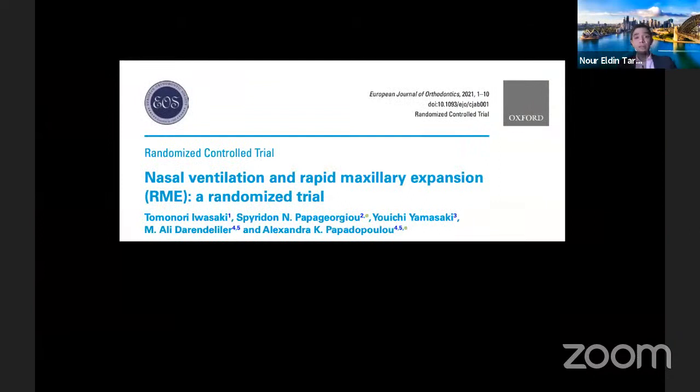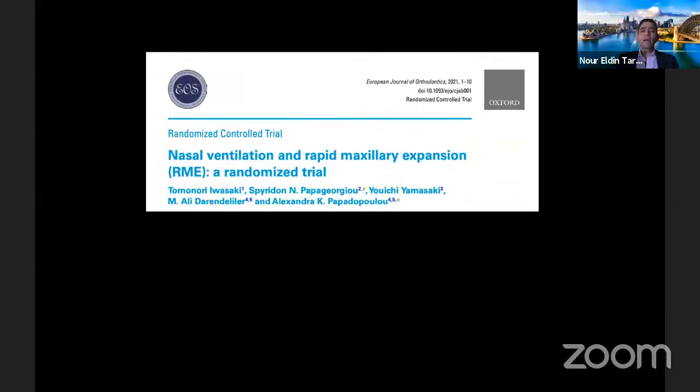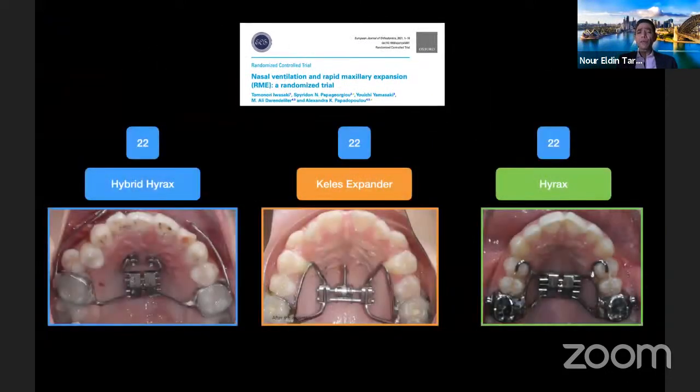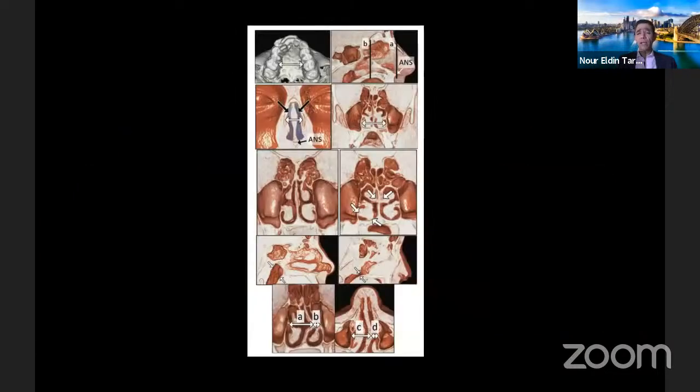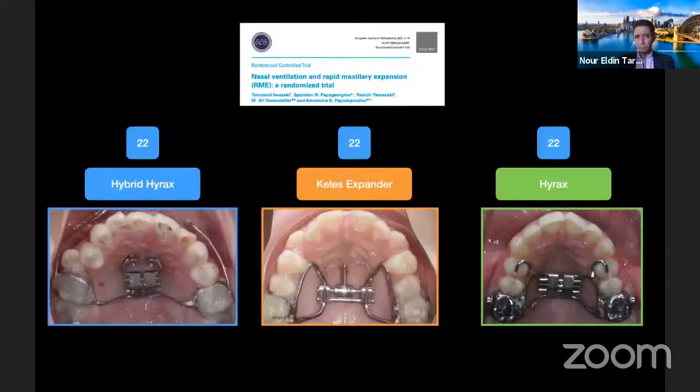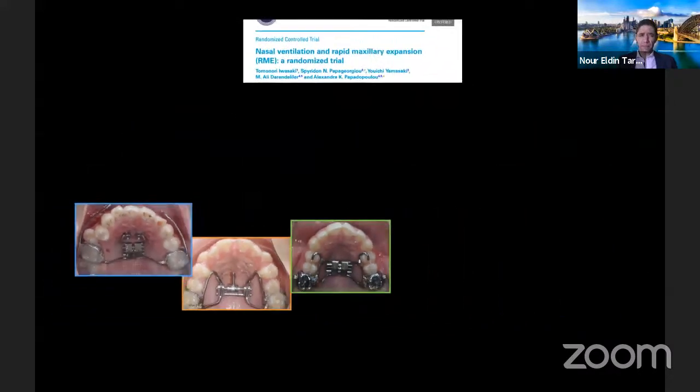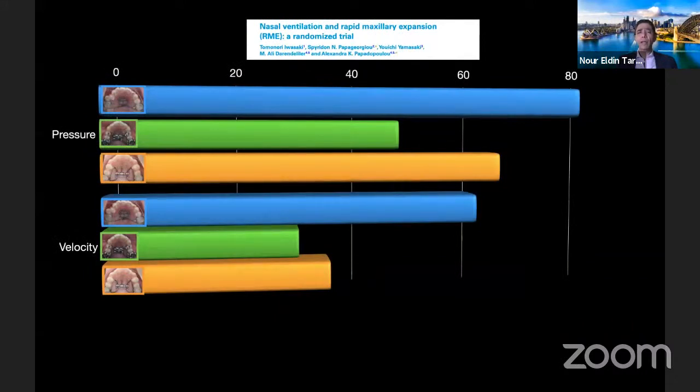So is there more evidence to support this? Yes. This is a study from Sydney in conjunction with our Japanese colleagues. They compared 3 expanders: hybrid expander, Kellis expander, and the conventional Hyrax in a randomized clinical trial. And they looked at the nasal ventilation using a 3D flow simulation software. So what they found was, when we're looking at the hybrid expander, there is a significantly higher reduction in pressure in the nose, and airway velocity is also much more increased when we are using the hybrid expander.